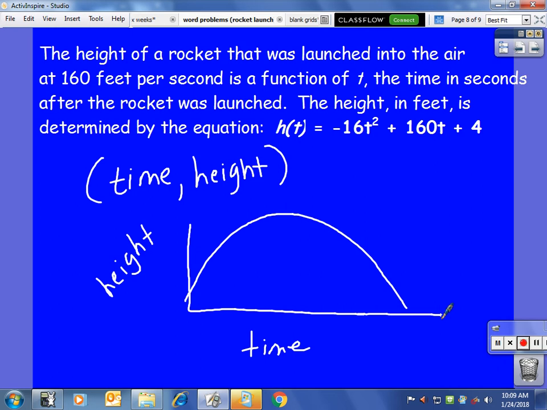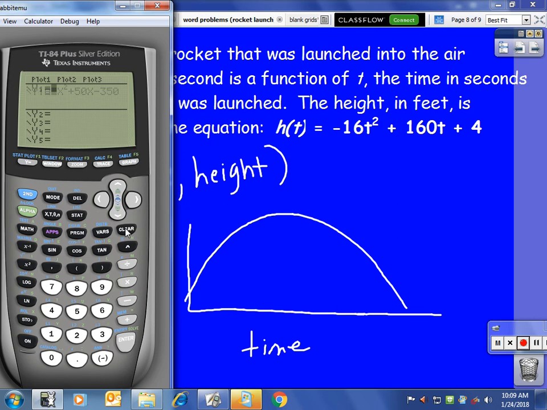So this is important, guys. Everybody reset your calculator if you haven't already. Second plus 7, 1, 2. Then go to y equals, and let's put this function rule in there for this rocket. y equals negative 16x squared plus 160x plus 4.